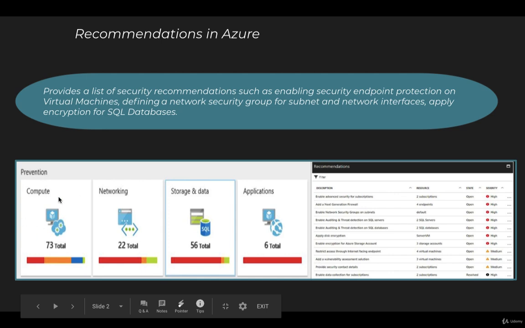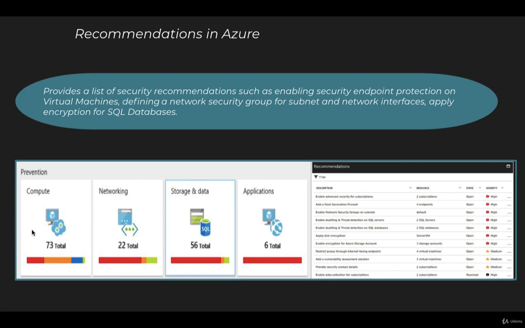Just to give you an overview, we'll see that in a demo as well. When you open compute, it gives you recommendations about your VMs, Dockers, and Kubernetes: which VMs have network security groups open, which VMs need just-in-time access enabled, or which need updates or patches installed. You'll get all the information.